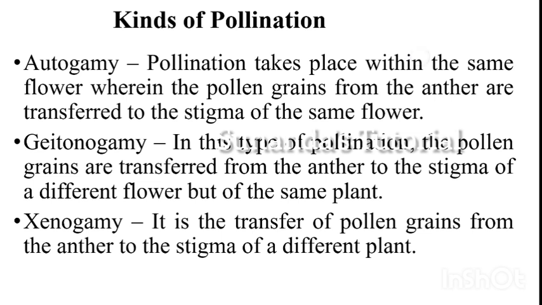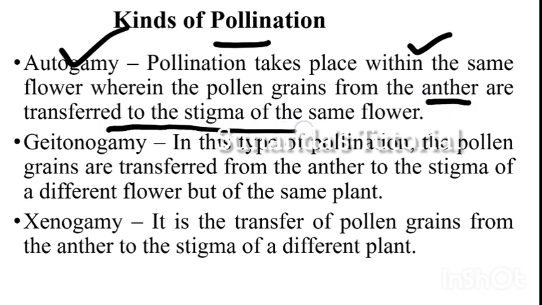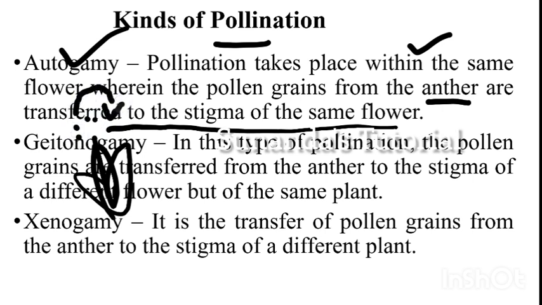Okay. So these are three kinds of pollination. One is autogamy or self pollination, where pollination takes place within the same flower, where the pollen grains from the anther are transferred to the stigma of the same flower. Suppose it is the flower, the pollen grain is transferred from anther to stigma of that same flower. So here only one flower is involved in the case of autogamy or self pollination.